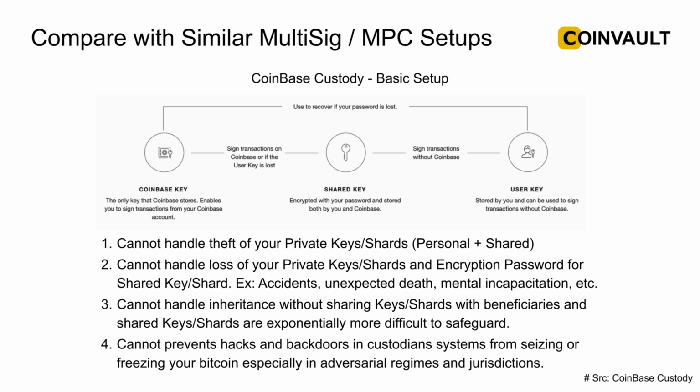But what happens when both of your keys are stolen? Or are lost and are inaccessible due to an accident or incapacitation due to medical reasons? All these edge cases and more are handled easily by hybrid custody setups. Even inheritance planning is a nightmare with current non-custodial setups, which is surprisingly easy with hybrid custody. Last but not the least, it prevents hacks and backdoors in custodian systems from seizing or freezing your Bitcoin. These are all very important drawbacks of the current custody ecosystem, and hybrid custody was specifically developed to mitigate these and more.